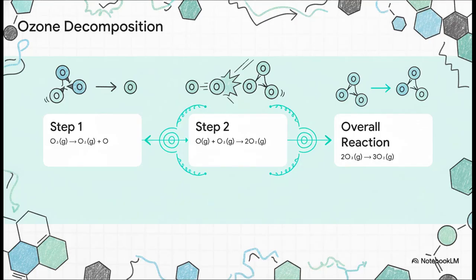Okay, so look at this. The big picture, the overall equation, says 2 ozone molecules just magically turn into 3 oxygen molecules. But the mechanism, the real story, it reveals that's not what happens at all. It's not 2 ozone molecules just bumping into each other. Instead, look at step 1. One ozone molecule actually breaks apart first. Then, in step 2, that little lonely oxygen atom goes and collides with a second ozone molecule. See? It's a whole 2-part drama.